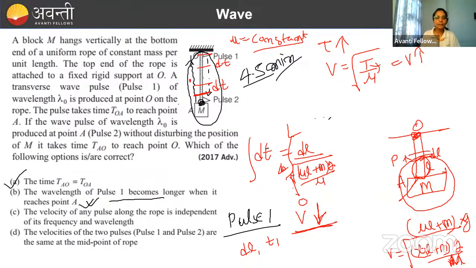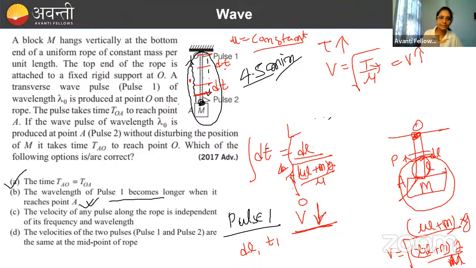Done. So it is covering less distance means what? Initially, to cover distance equal to one wavelength, it will be taking lesser time. And finally, as it will come down, to cover one unit of wavelength, it will take more time. Samajh rahe ho? It will take more time or not? Yes. Then it means what is happening to the wavelength?